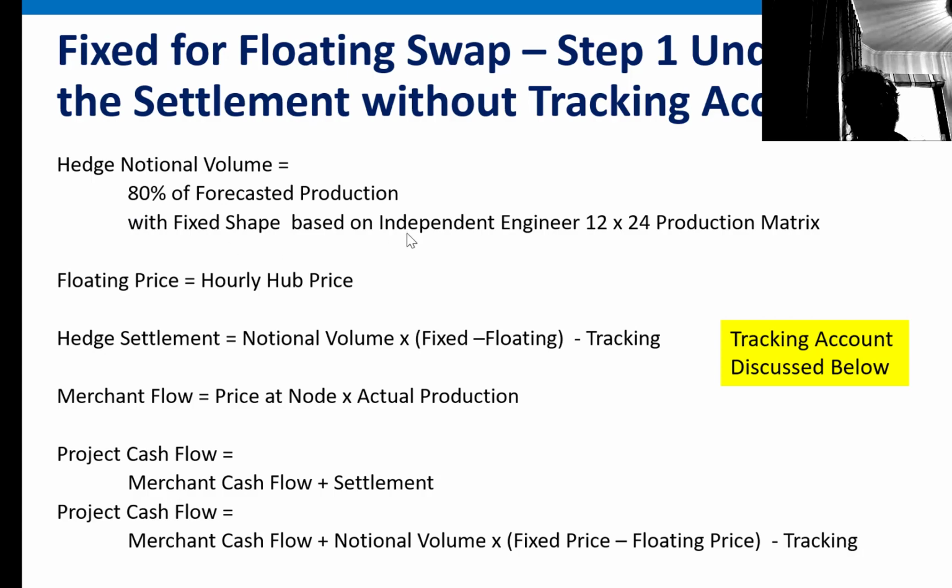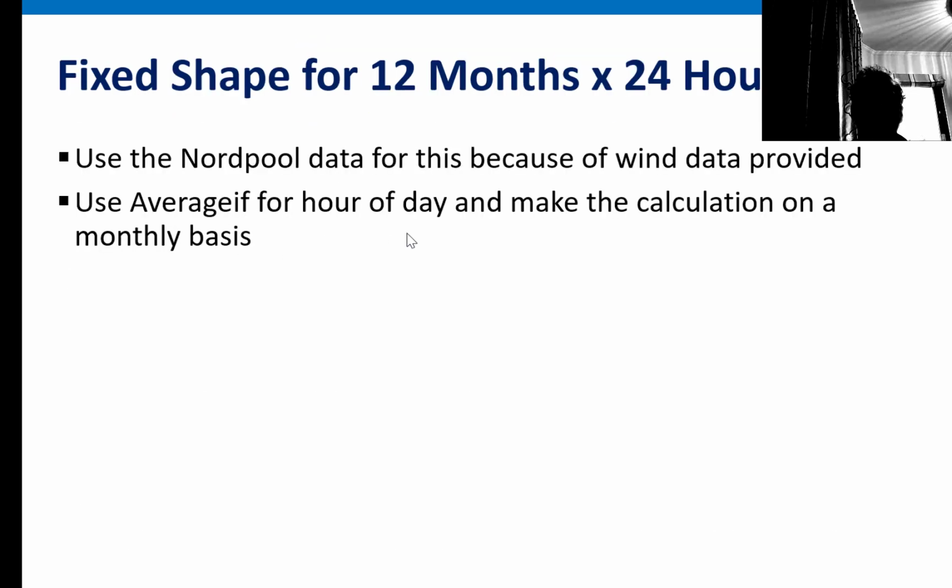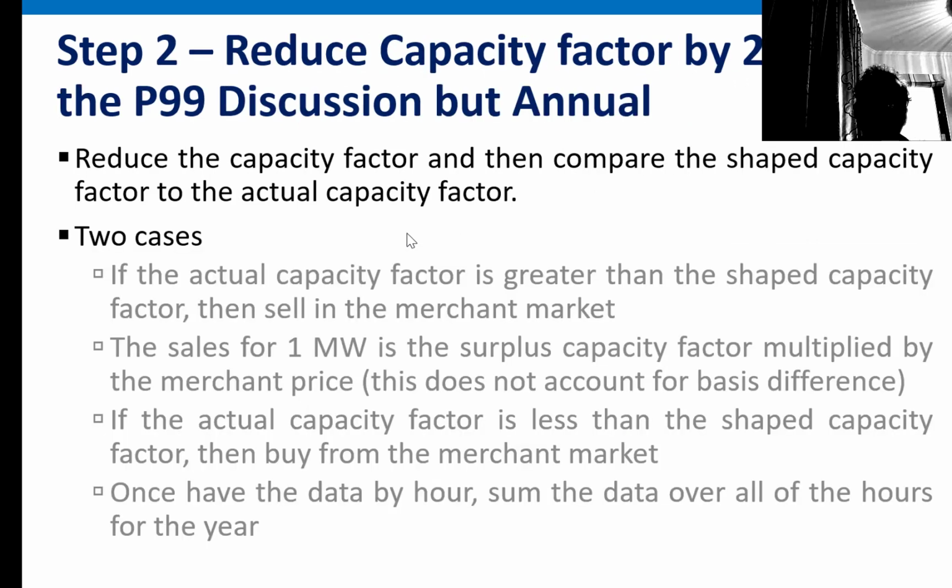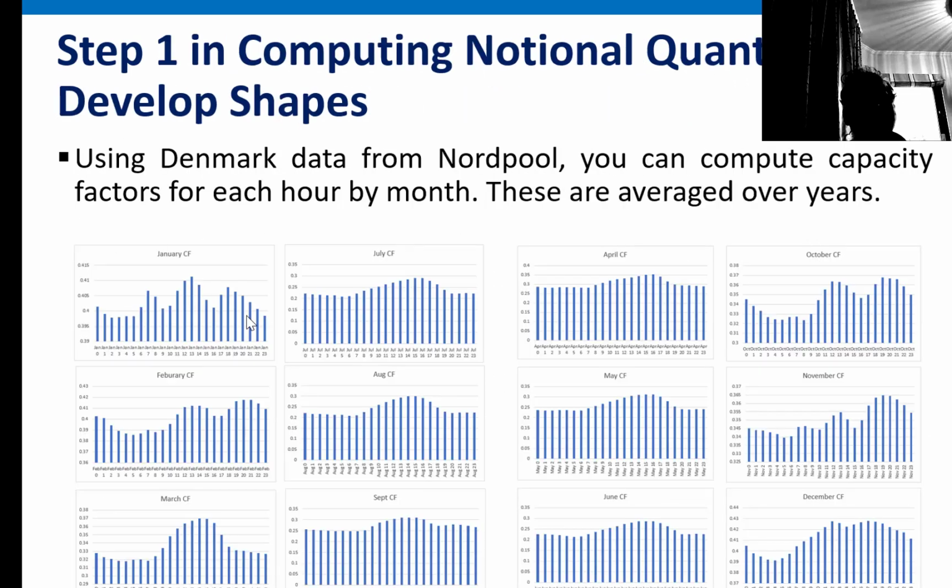So we're going to take that capacity factor, reduce it to 80%, and we're going to fix the prices based on these capacity factors. These are the P50 capacity factors, and we call it a P99, even though I just proved, I hope, that it had nothing to do with a P99 on an hour-by-hour basis. But that's what we're going to use to fix our notional volume. And we have to know how to do it.